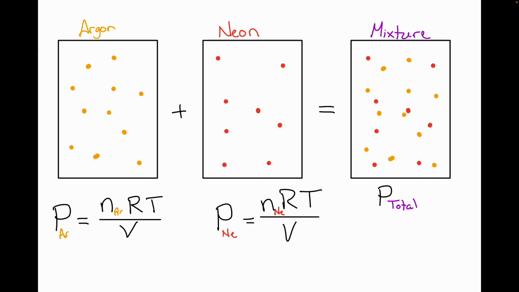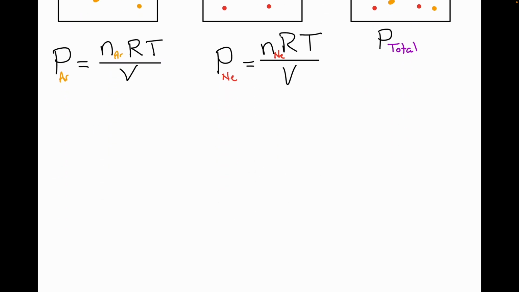Okay, so what we learned how to do for separate gases, we can figure out their pressures using the ideal gas law. So then what if we have a mixture of gases here? All right, it turns out that the total pressure here is just going to be equal to what we call the partial pressures of each of these gases.